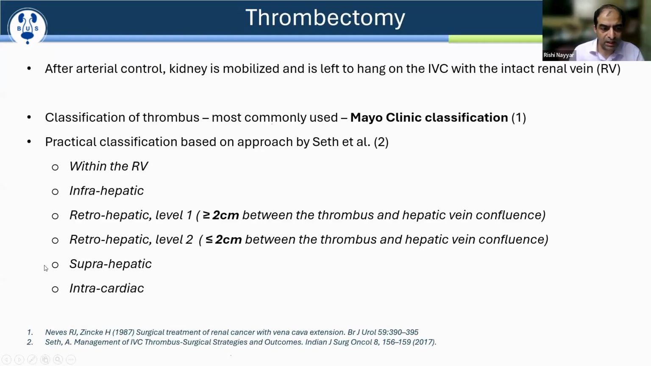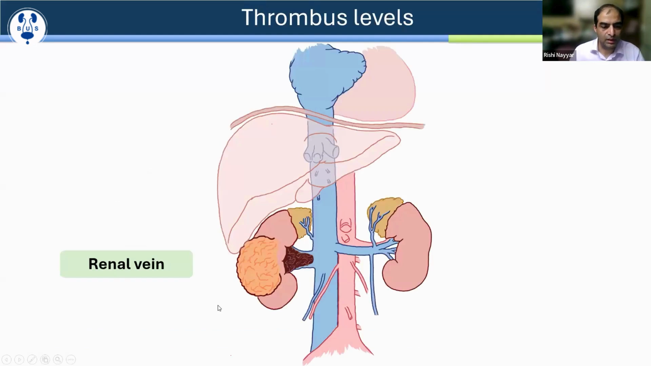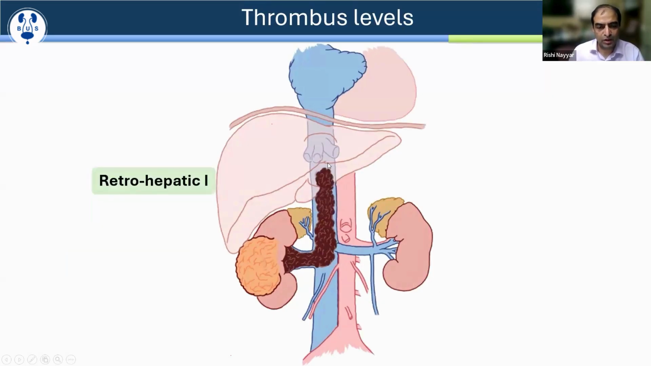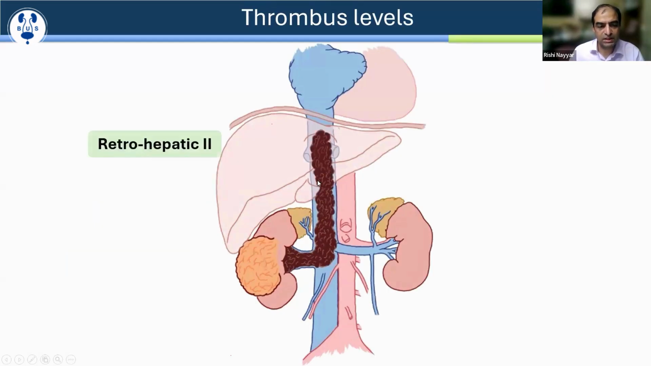Now, these are practical levels with respect to the surgery and the maneuvers that we do for removing this thrombus. So this is renal vein. This is infrahepatic. This would remain infrahepatic till this level where you do not have to mobilize the IVC within the liver. Then retrohepatic IVC, level 1 when it is more than 2 centimeter beyond this hepatic vein confluence.